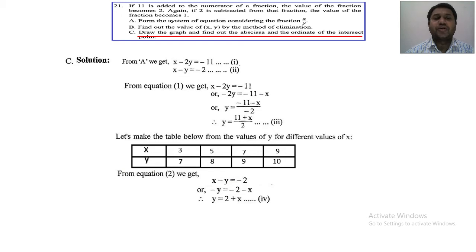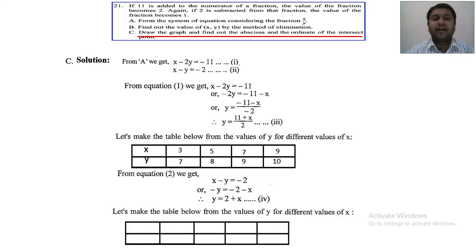Similarly, from equation 2, we can write x minus y equals minus 2, that is minus y equals minus 2 minus x. We will write y equals 2 plus x. So now we get a table: for x equals 0, y equals 2; for 3, that is 5; for 5, that is 7; and if you let x equal 7, it will be 9. So we got the table of two equations.